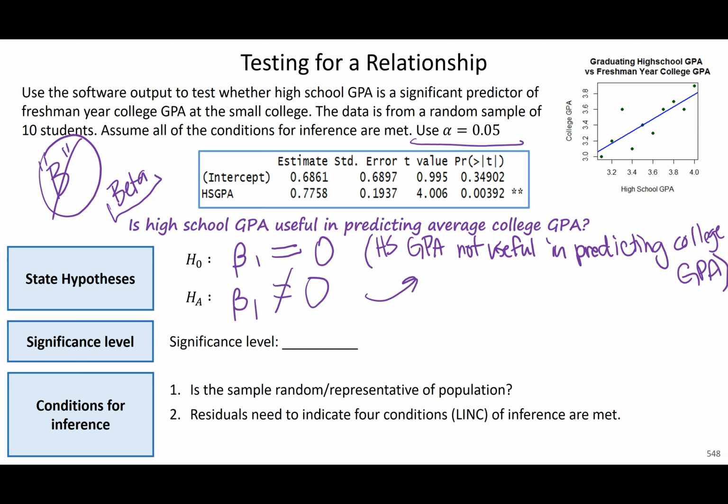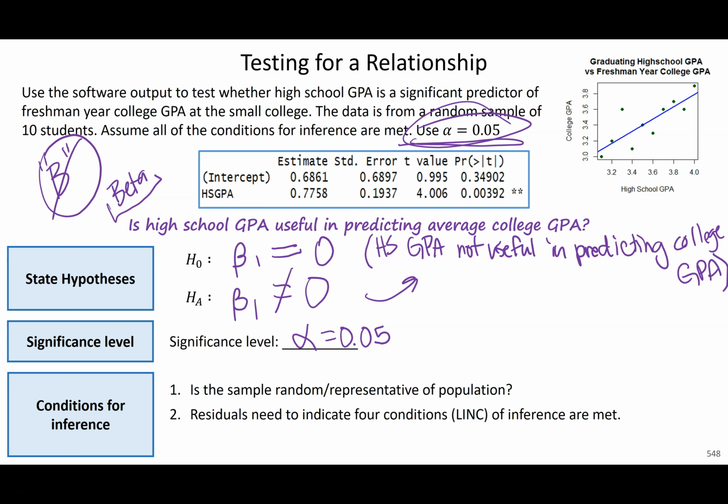Significance level, it's good to keep track. Remember, if we don't give it to you, you can always clarify with us, hey, it doesn't say this, can I assume? The default is usually going to be 0.05. You are always welcome to clarify with us. If we don't include it, you can assume 0.05 or contact us.